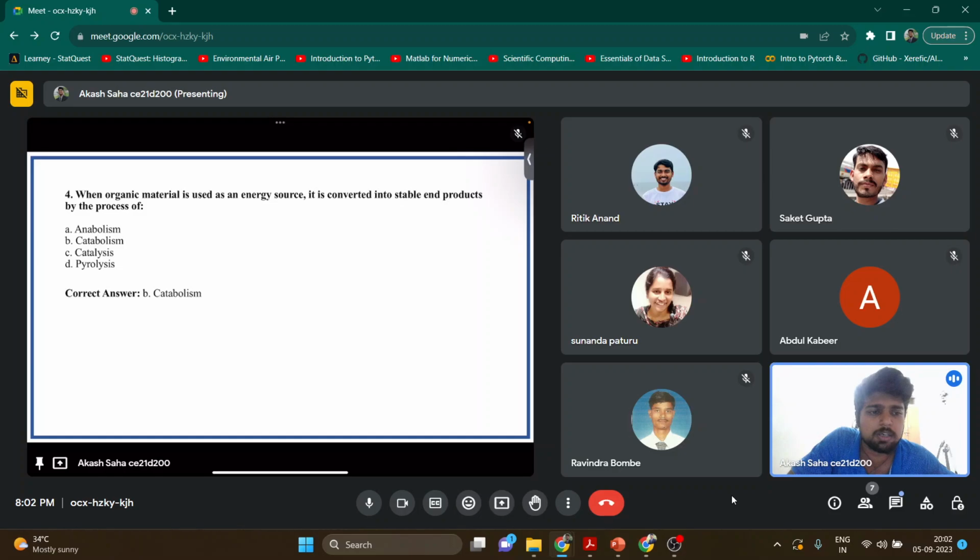The answer is catabolism. So whenever an organic matter is degraded into stable products, what are the stable products? It will be carbon dioxide, water, or any other gases, any other greenhouse gases. So it is called catabolism. And anabolism means the bacteria are using energy to form new cells. That is anabolism.